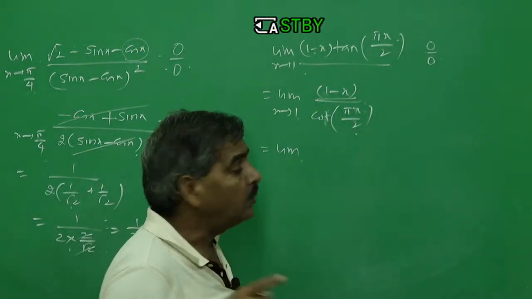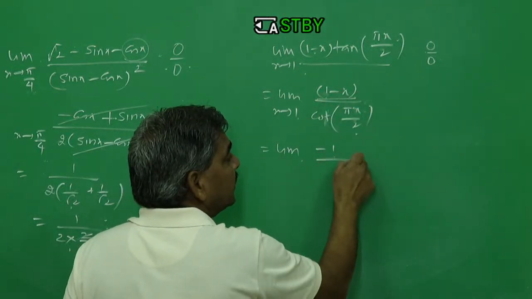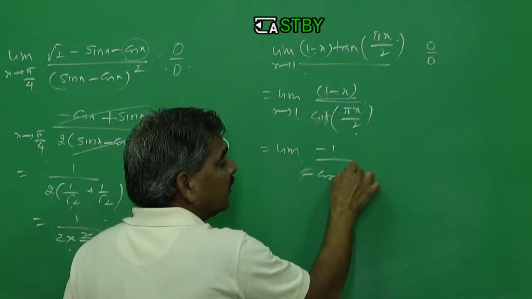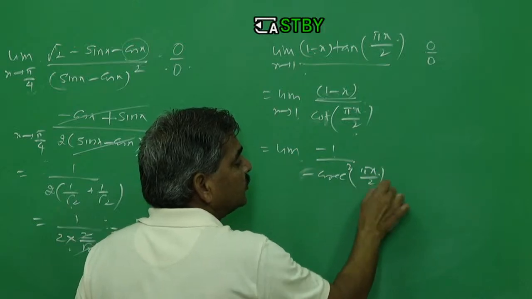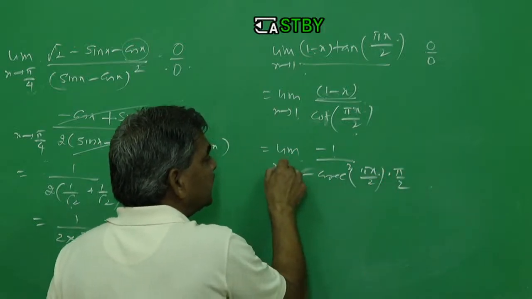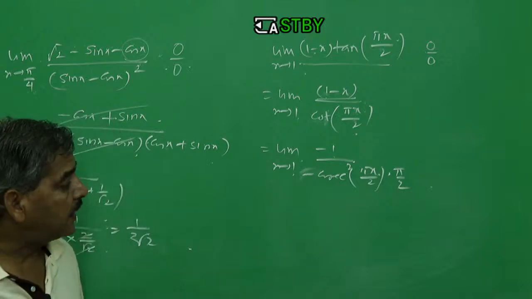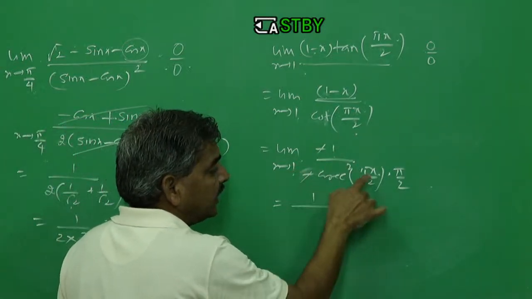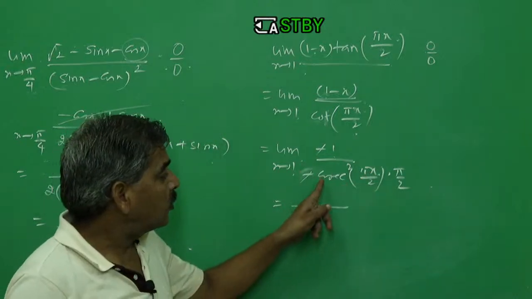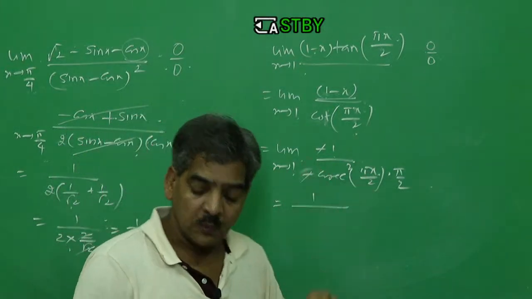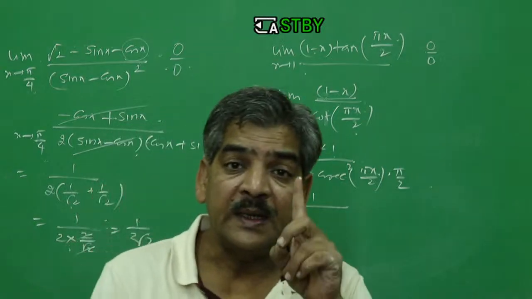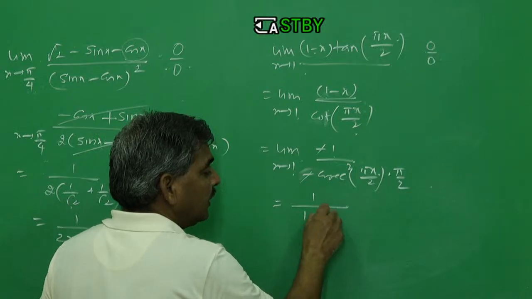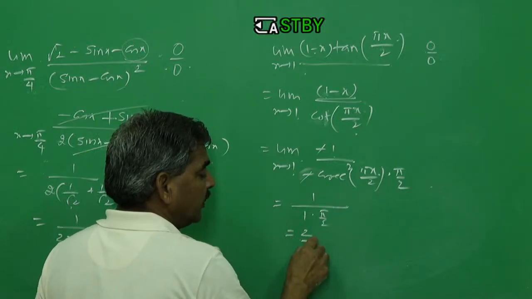Derivative of 1 is 0, minus x derivative is minus 1, upon derivative of cot, minus cosec square of pi x upon 2 into pi by 2, x tends to 1. It's correct. Now minus minus get cancelled. 1 upon, if I put x equal to 1, then cosec of pi by 2 is equal to 1. So 1 square, 1 into pi by 2, and that is equal to 2 upon pi.